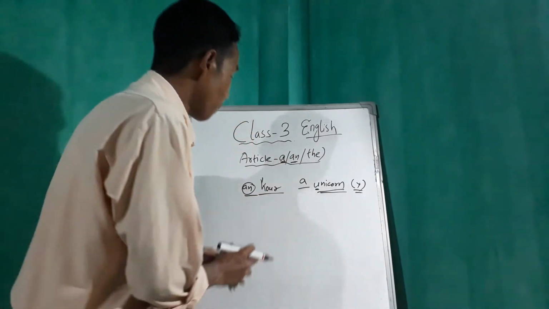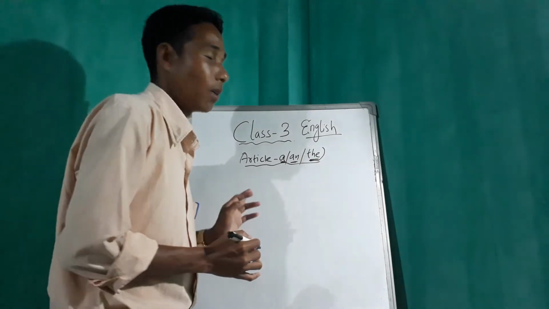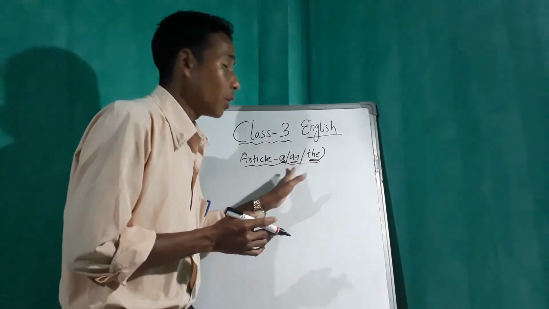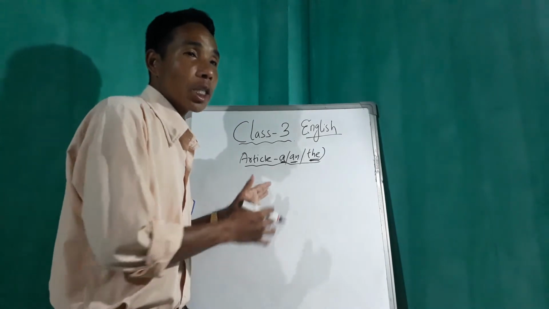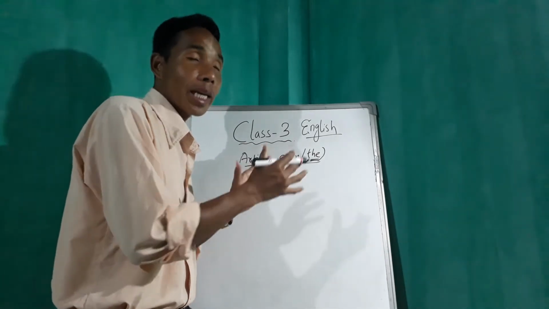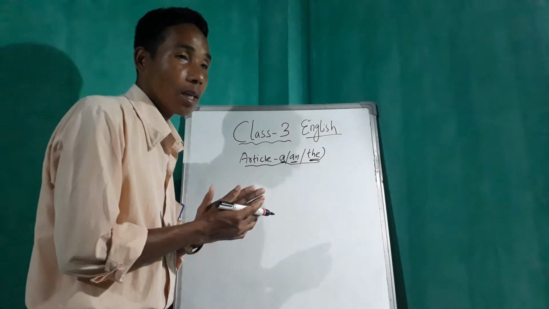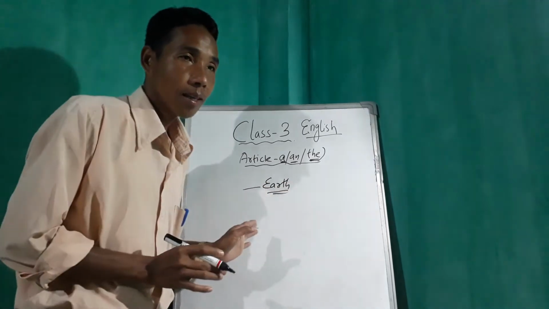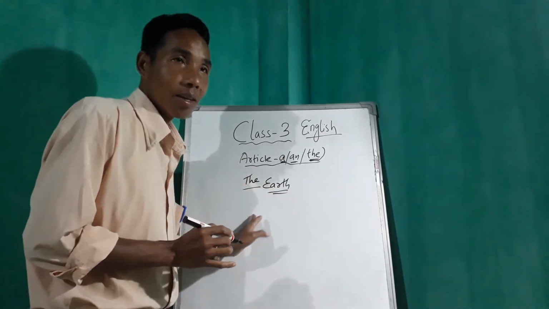So, today I am going to teach more about the article the. Please listen here, pay attention and look at the whiteboard. See here, the use of the. Article the, where to use. So, article the is used for a specific noun, with things that are unique, which cannot change. Suppose you say earth. Earth is unique, so the earth.